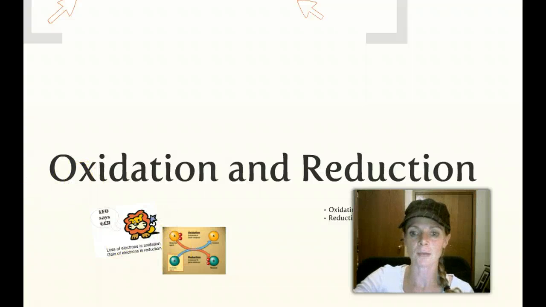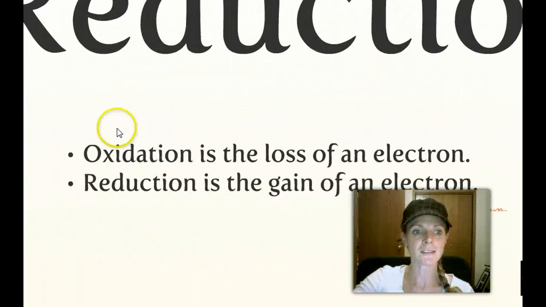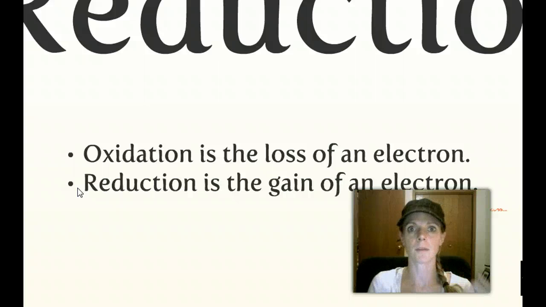So oxidation and reduction. Basically, oxidation is the loss of an electron, okay? Reduction is the gain of an electron. Typically when anything is undergoing some kind of change, you might have the loss of an electron, so we call that oxidation. And reduction is when something gains an electron. Typically those electrons that are gained are hydrogen ions, okay? Those are the easiest.